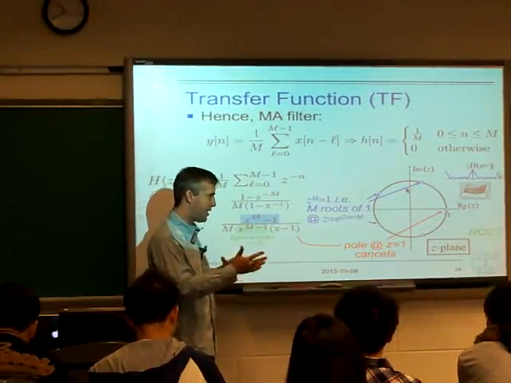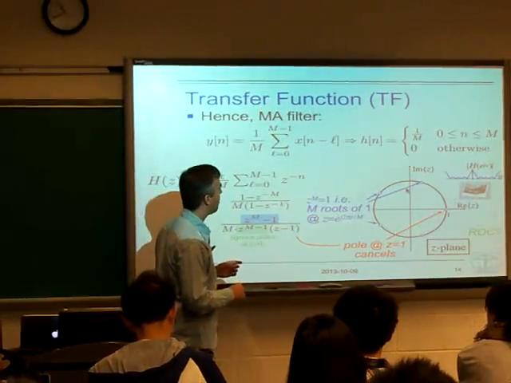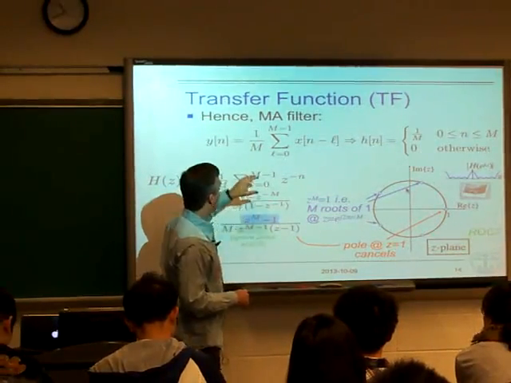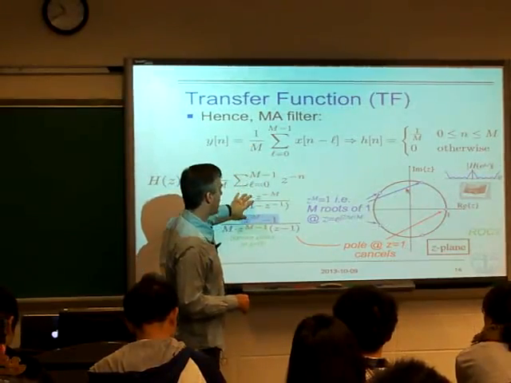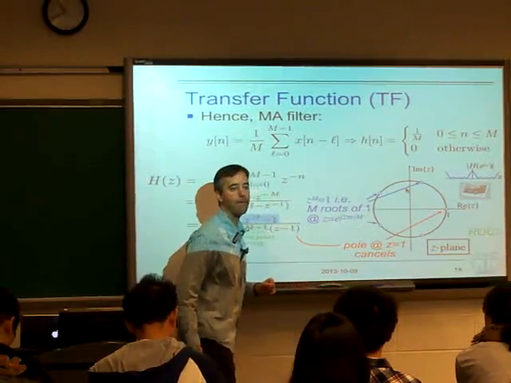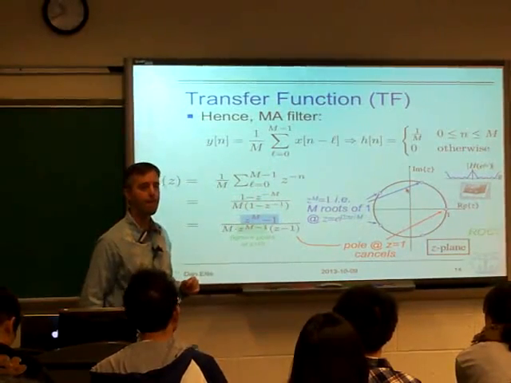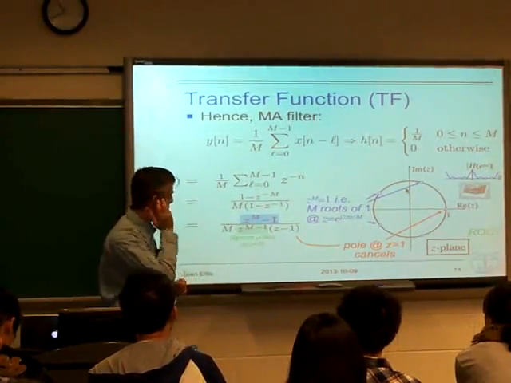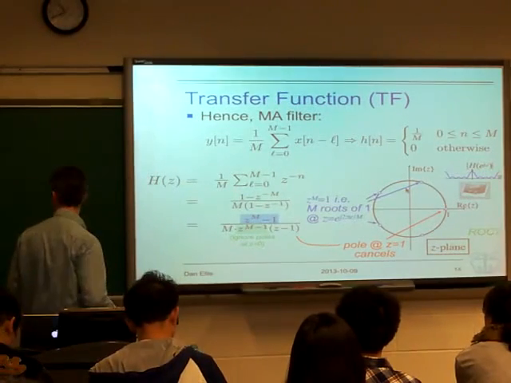And so that's the whole cycle from the impulse response to the z transform to the roots to the frequency response. Yeah. Can you just repeat why that pole at z equal 1 cancels? Yeah. So why does the pole at z equal 1 cancel?